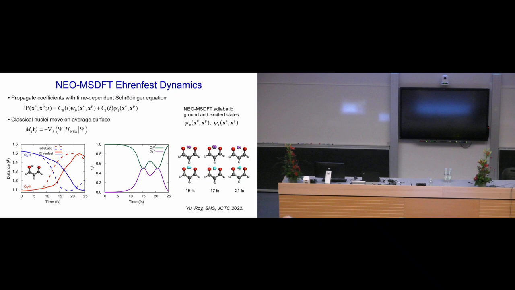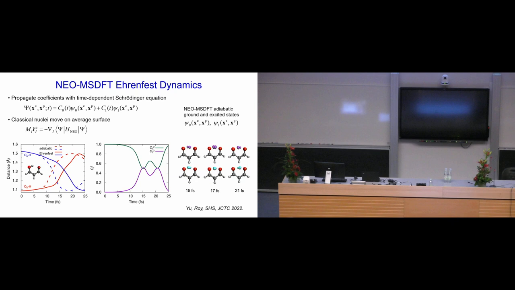So we take the wave function as a linear combination of the two adiabatics, or the NEO-MSDFT states, psi 0 and psi 1. These coefficients, C0 and C1, we propagate with the time-dependent Schrodinger equation. And then we say, let's just have the classical nuclei moving on an average surface. So the dashed lines here are the adiabatic curves. The solid lines are the Ehrenfest dynamics. Now, what I'm plotting here are the coefficients squared along that same trajectory.